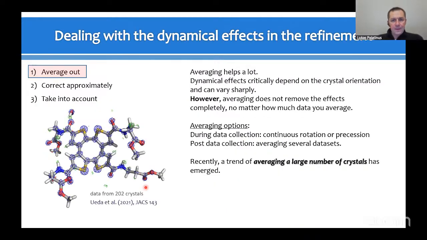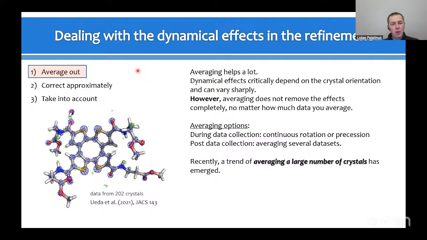So the kinematical refinement is a good tool, but it has limitations. How can we deal with these limitations? We can try to average out the dynamical effects.